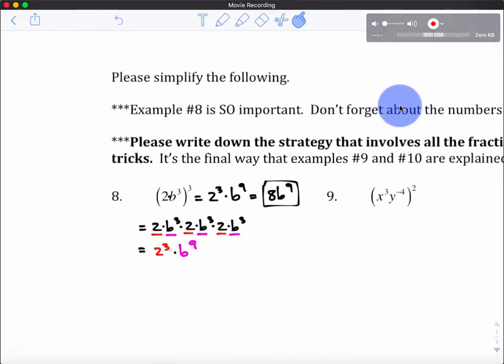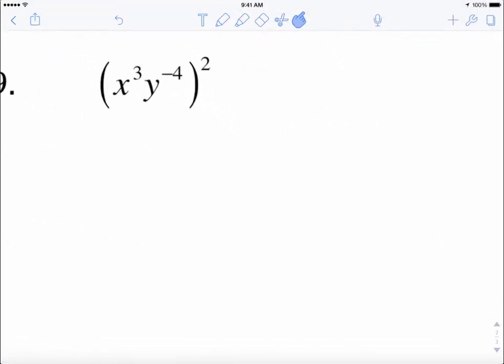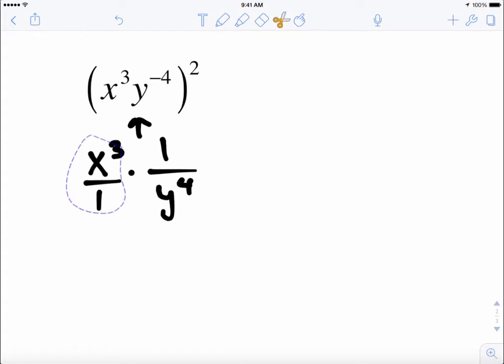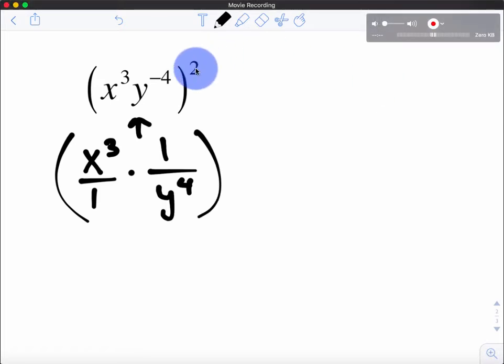All right, let's do a few more. Same idea here, we just got a little bit more going on within the parentheses. I would like to first take what's in these parentheses and write it without any negative exponents. That's the strategy I like to take. So we've got x to the third multiplied by 1 over y to the fourth. I'm going to put this x to the third over 1, just so we've got a fraction being multiplied by a fraction. Of course, this is all still being raised to the second power.